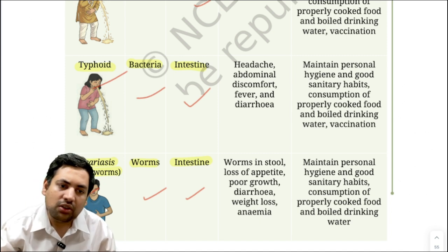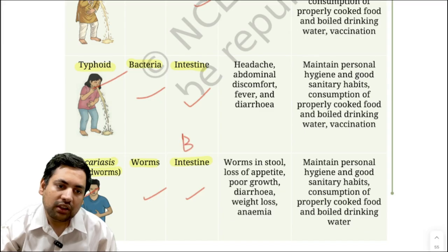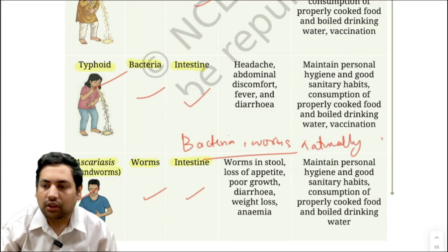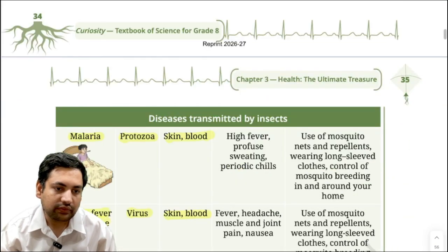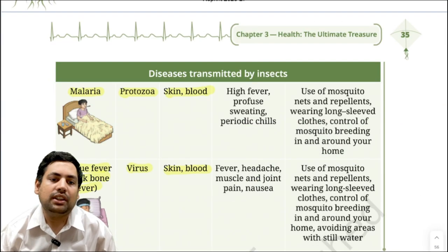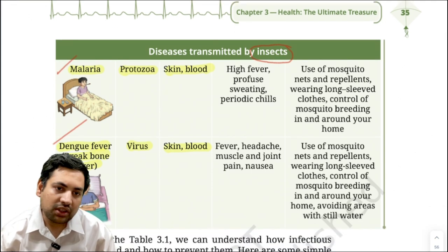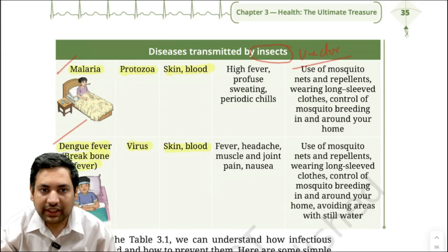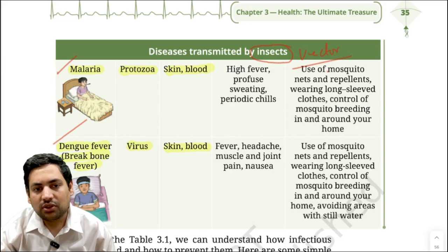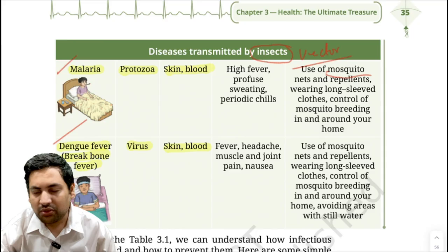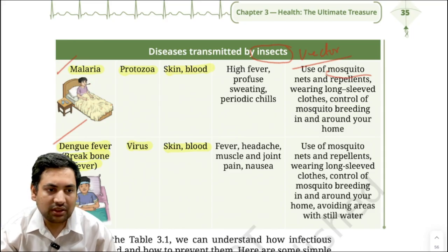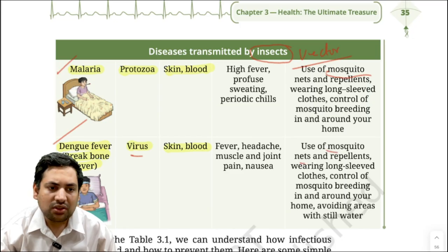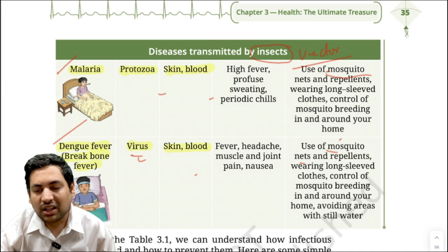Now we have talked about this in the earlier chapter also, microorganisms. Your body, your gut already has some bacteria and worms naturally. Then diseases transmitted by insects. Let's see. So there is malaria, there is dengue fever, correct? So why is it written by insects? Here the vector or the carrier is an insect. For example, malaria actually makes use of mosquitoes to go from one place to another, the pathogen in this. Similarly, dengue also uses mosquito, correct? So these are diseases that are spread by or transmitted by insects.